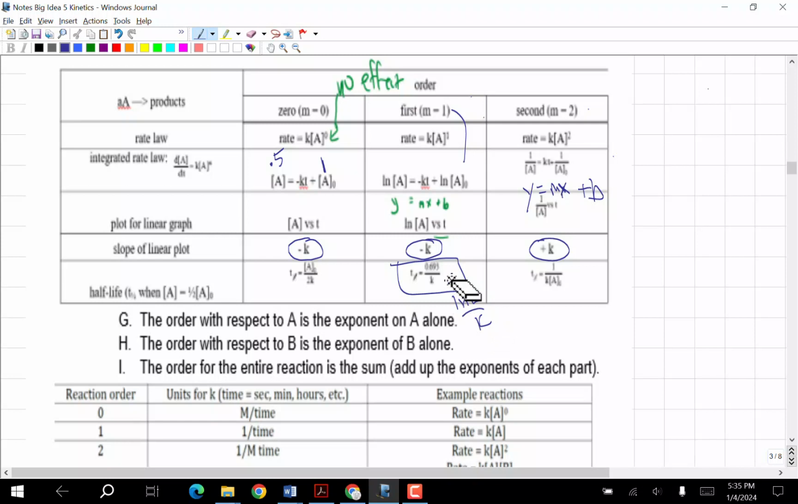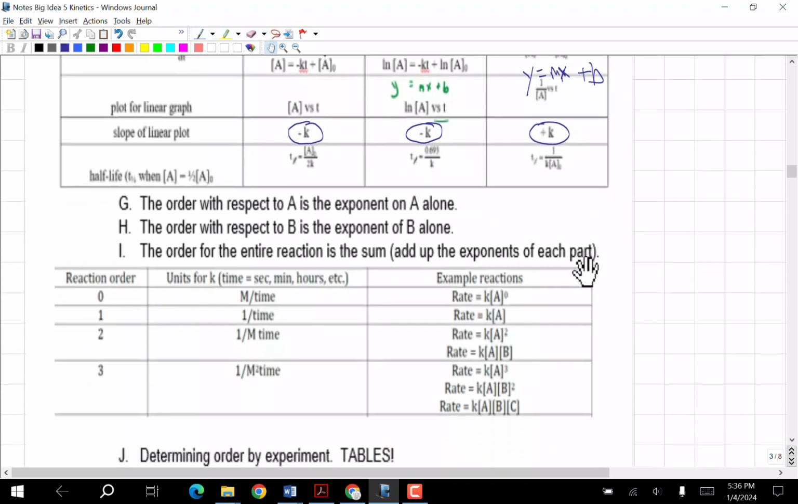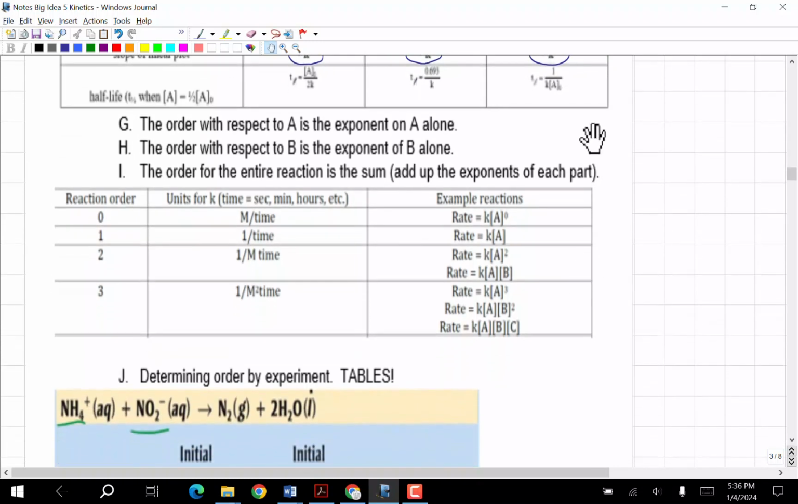ln2 is 0.693, okay? The order with respect to A is the exponent on A alone. So if it asks you, what's the order with respect to A? You are going to say the order just for A. The order with respect to B is going to be just the exponent on B alone. The order for the entire reaction is the sum, add up for each part. So that way, if you see a question like that, that's it.